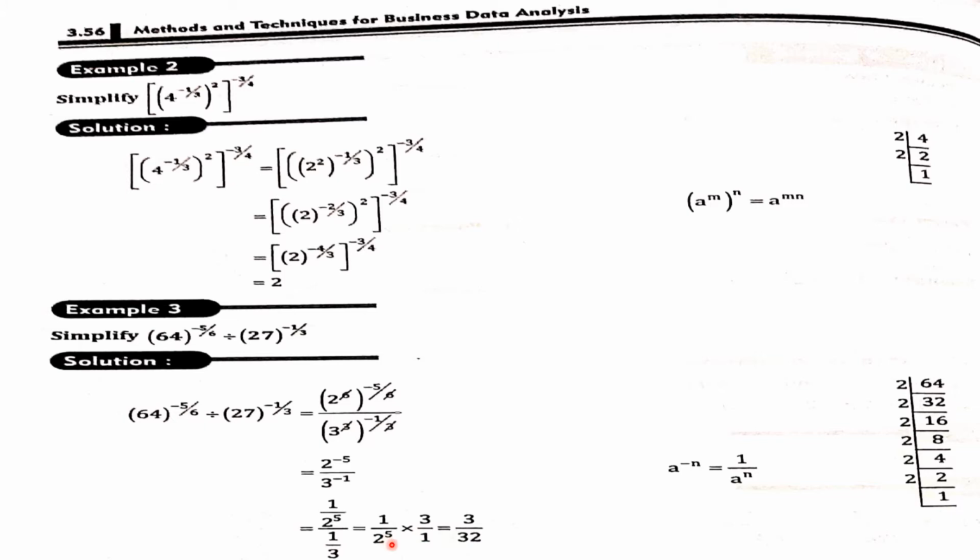So 1 divided by 2 to the power of 5 into 3 divided by 1 is equal to 3 divided by 32. So 3 ones are 3, 2 power 5 is 32, 32 into 1 will become 32. Whenever it is a multiplication, there is no need of LCM and all. So directly you can do the following.